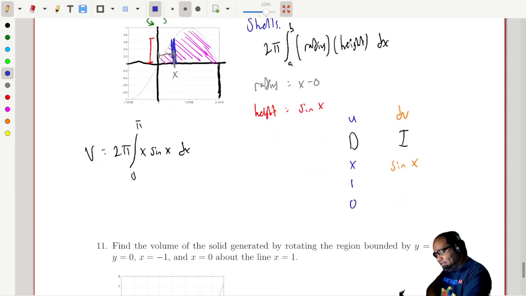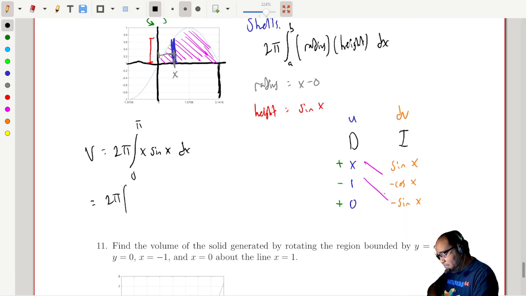Differentiate until it vanishes. Integrate as many times as you need. All right. Tic-tac-toe, right? Check those signs. So what does this amount to? We'll have 2 pi times negative x cosine of x. And then minus times minus is plus there, so we have a plus sine x.